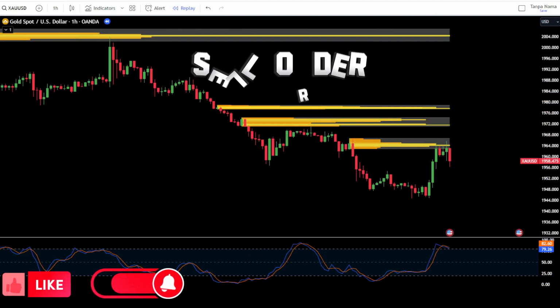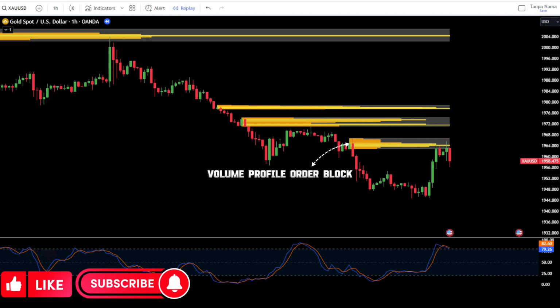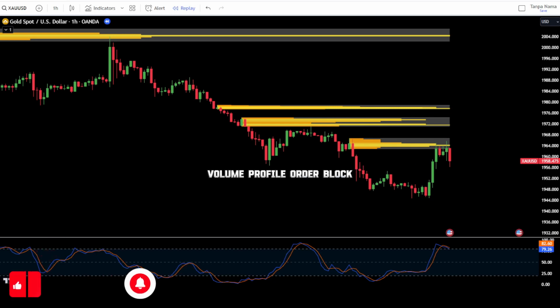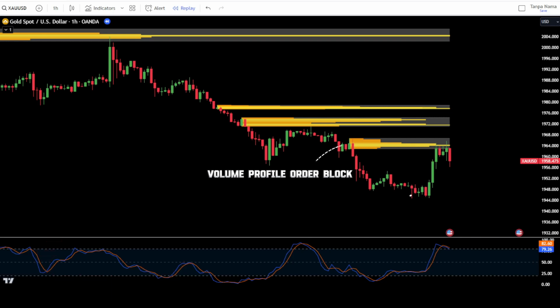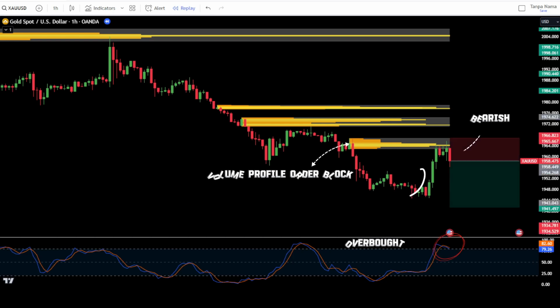How to place a sell order. If a bearish volume profile order block or resistance area has been formed, wait until the price candlestick returns to the resistance area or the volume profile order block area. Once the price has returned to the resistance or bearish volume profile order block area, ensure that the stochastic oscillator signal line is in the overbought area. Wait until the stochastic oscillator %K line crosses the %D line downward. Lastly, ensure that the formed candlestick is bearish.